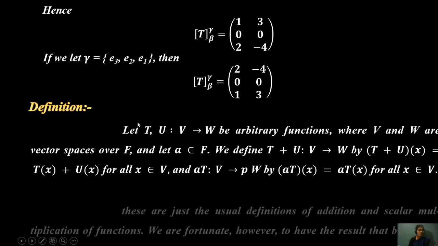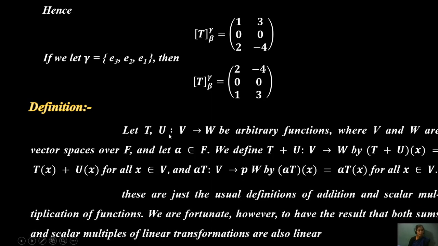After that we use another definition. Let T, U: V → W be arbitrary functions, where V and W are vector spaces over the field F, and let a be an element of F. We define T + U by the equation (T + U)(x) = T(x) + U(x) for all x in V. If we multiply by alpha, then (αT)(x) = αT(x) for all x in V.